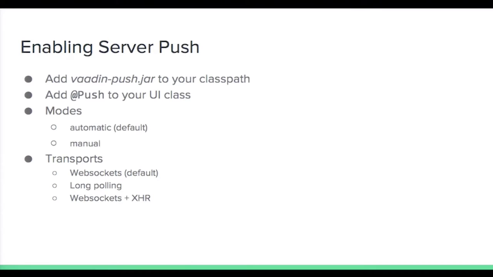There are two modes that you can use for pushing: automatic, which is the default one, and then manual, which means that you actually have to invoke a push method to perform this push from the server to the user client. There are also three transport modes, actually four, but one of them is deprecated. So three transport modes as of the latest Vaadin version.